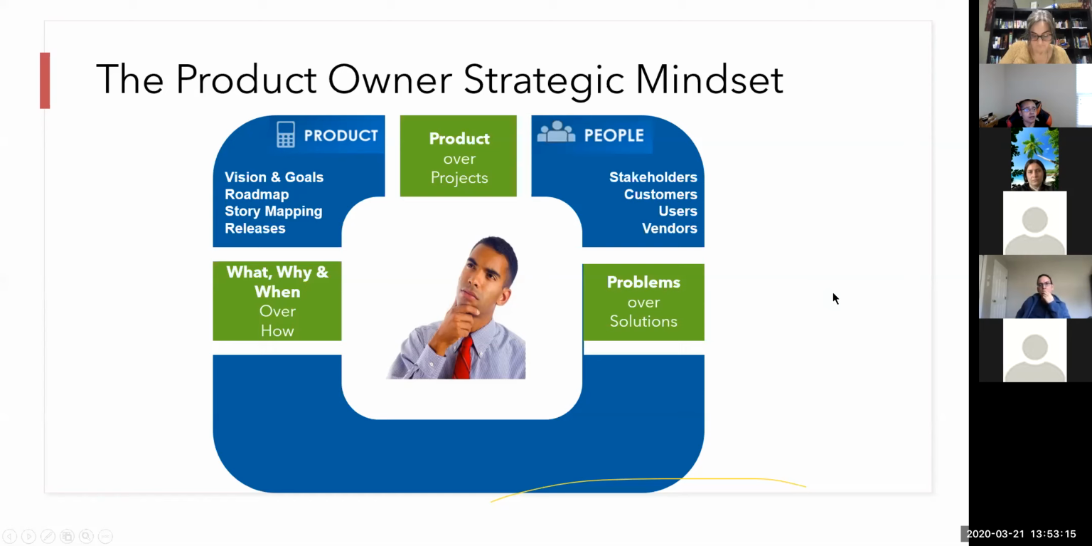And people, like I said, now they're going to be talking to a lot more people than they may have in the past: stakeholders, customers, users, vendors. I ask them, what about expanding who you're talking to? How does that make you feel? What are your apprehensions about that? What is your excitement behind that?